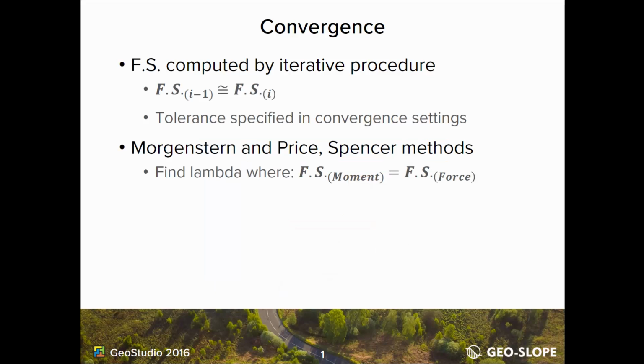In addition to reaching a converged factor of safety, the Morgenstern-Price and Spencer methods search for a lambda value that produces a factor of safety satisfying both force and moment equilibrium.